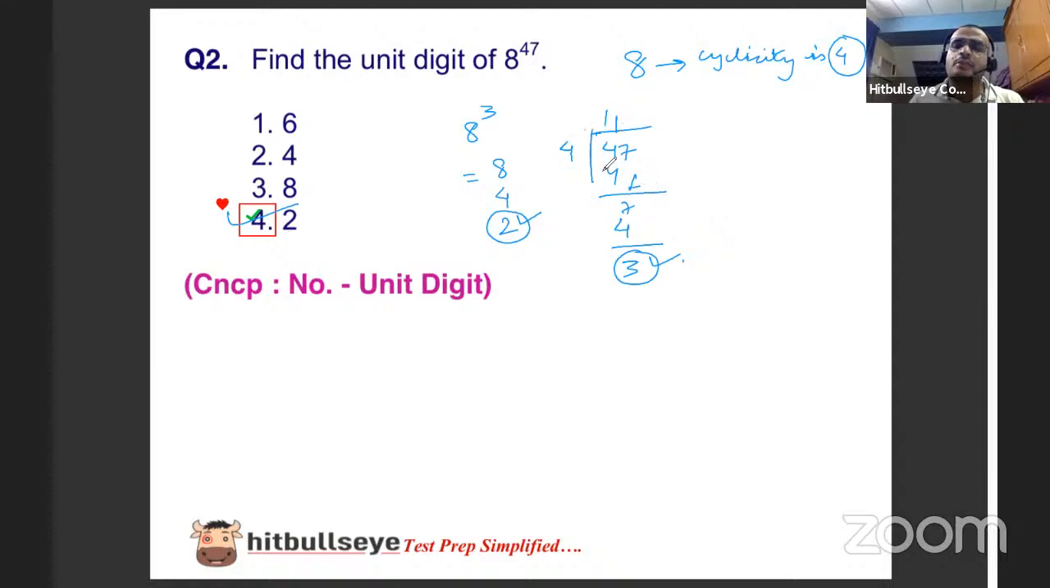Now comes another question: if my number is completely divisible by the cyclicity and the remainder is 0, then what do we replace in the power? Please tell me. For example, this number would have been 8 raised to the power 44. Now tell me what I should replace this with. Can you please tell me what will be the answer?